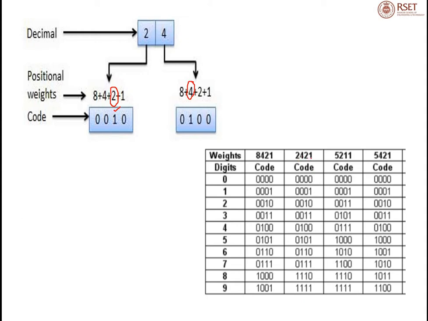Other weighted codes are 2421, 5211, 5421. We will just take the 5211 code. Its weights are 5, 2, 1, 1. That means the weight of each position. We will just take the decimal digit 7 and see how it is written in 5211 code. In order to get 7, we know that we require the place values of 5 and 2, as 5 plus 2 is 7. The rest we can write as 0. So the resultant code is 1100.